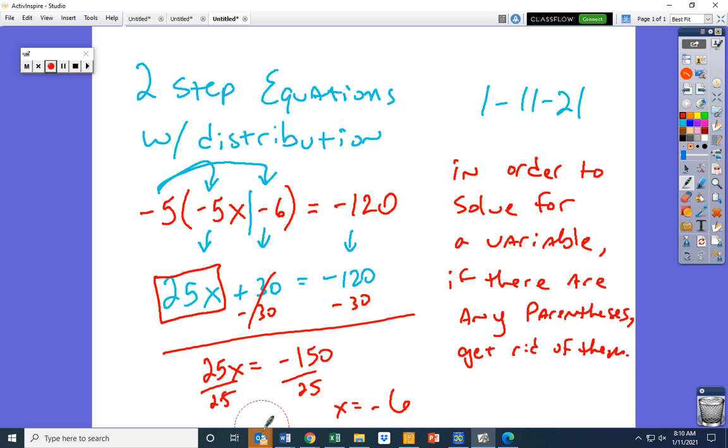Now you can divide it if you want to. That's totally fine. But 25s are easy, aren't they? Okay? So this would be x equals negative 6. Okay? You understand how we did that? You understand how we solved for that? Okay? Let's try another one. You guys try this one on your own.